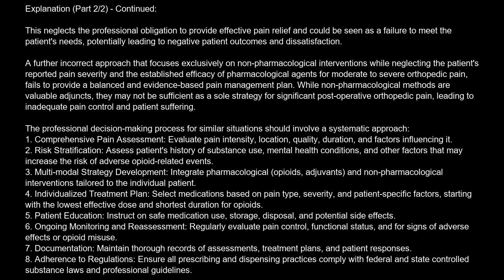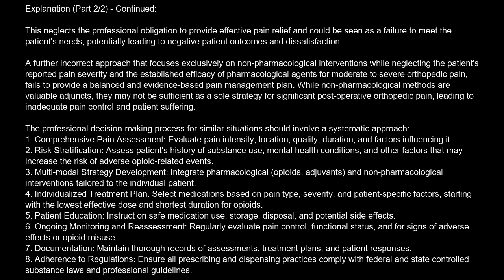The professional decision-making process for similar situations should involve a systematic approach. 1. Comprehensive pain assessment. Evaluate pain intensity, location, quality, duration, and factors influencing it. 2. Risk stratification. Assess patients' history of substance use, mental health conditions, and other factors that may increase the risk of adverse opioid-related events. 3. Multimodal strategy development. Integrate pharmacological opioids, adjuvants, and non-pharmacological interventions tailored to the individual patient.